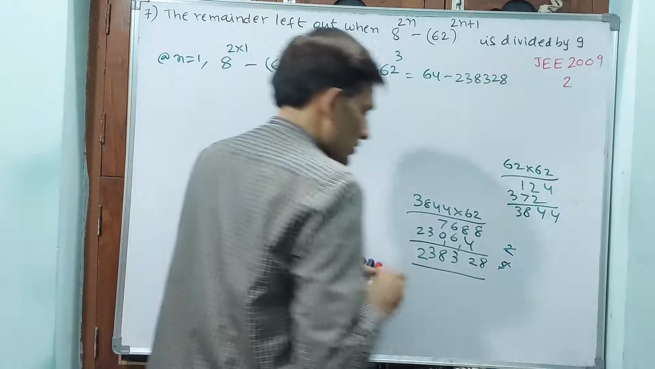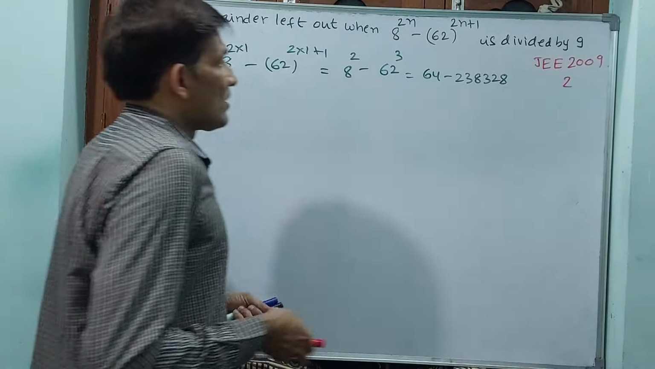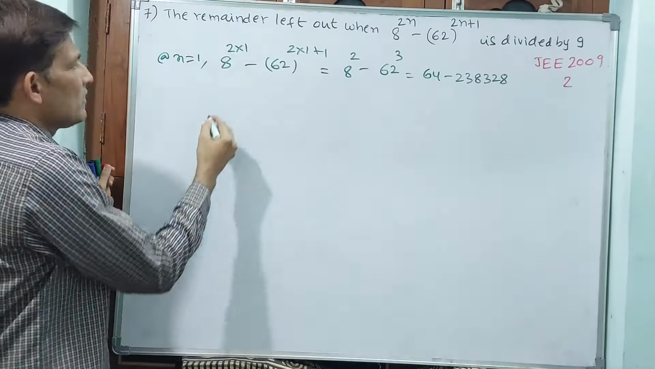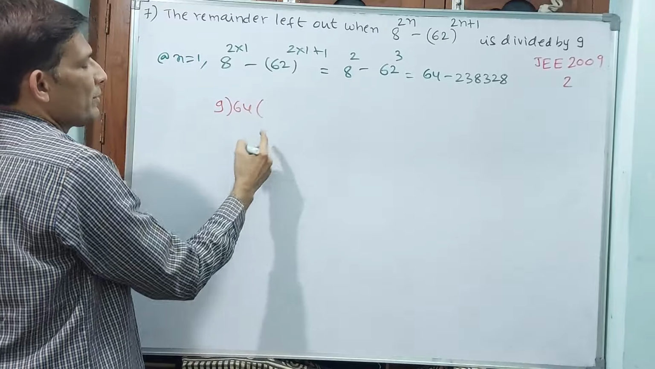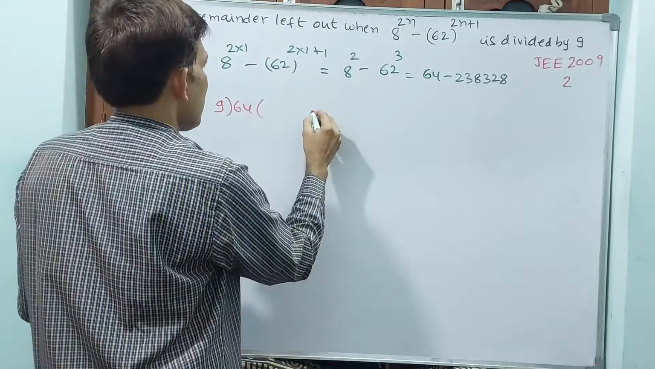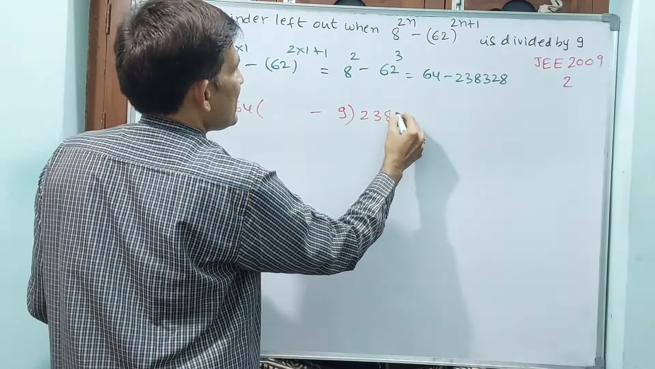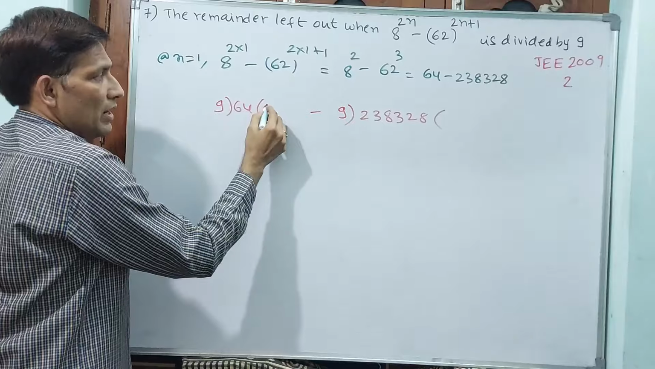Okay? Now we see how I am doing this. Okay, see, they are asking the remainder when divided by 9. So 64 minus, again, 238328 divided by 9.